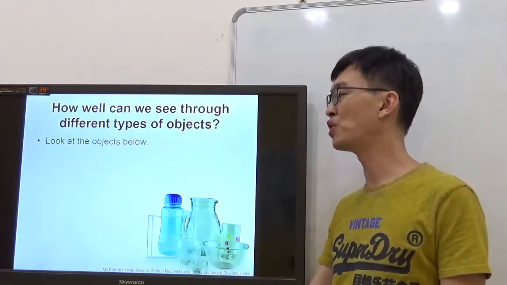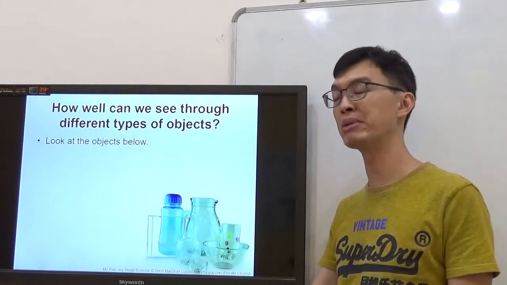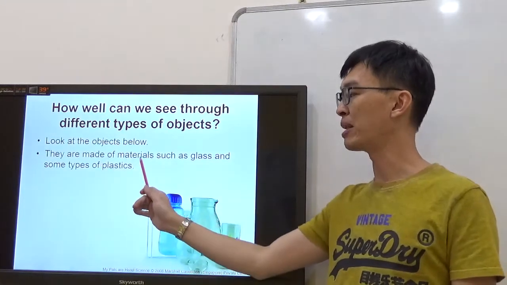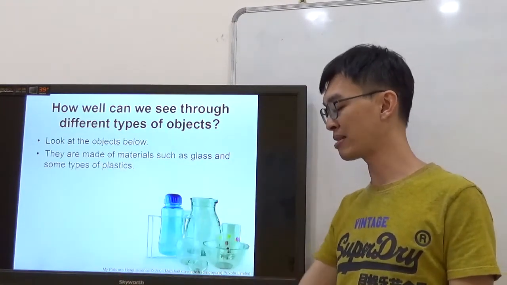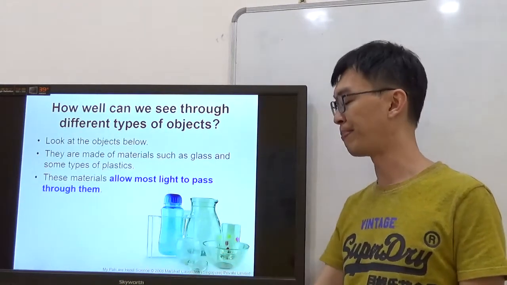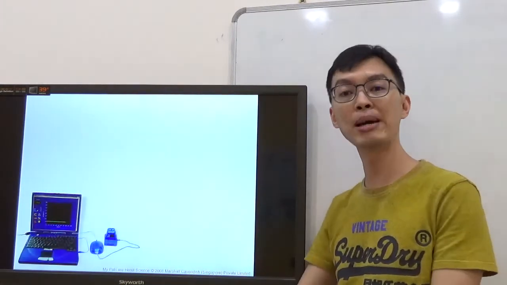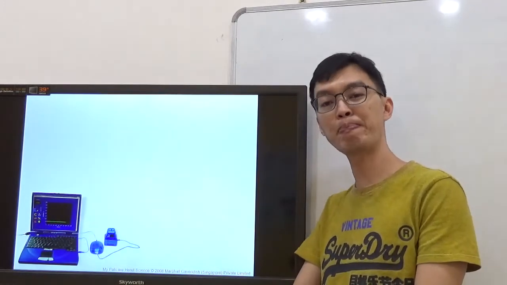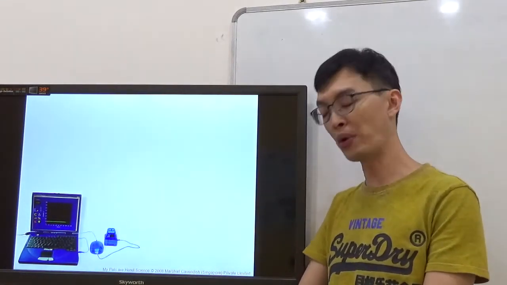And finally, you know what we're going to talk about? The transparent materials. So, they are made of materials such as glass and some types of plastics. These materials allow most light to pass through them. And of course, we call them transparent materials. So let's do a quick recap.